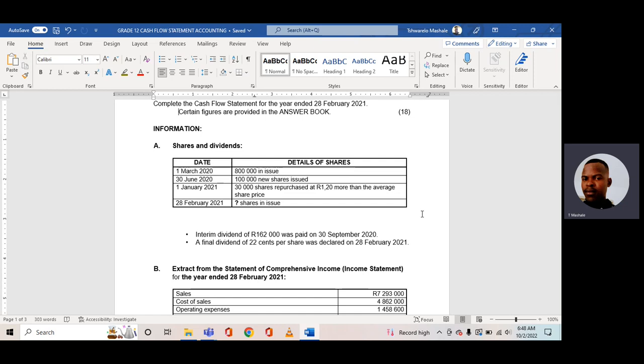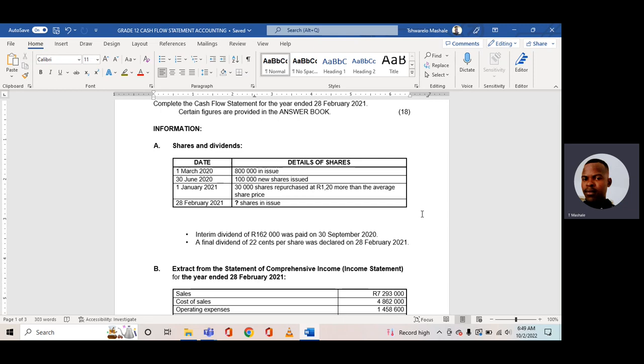So here we read the following information. It reads as follows. It says that you must complete the cash flow statement for the year which ended 28 February. Certain figures are provided in the answer book. This question is of 18 marks. I have obtained this question from previous final examinations.